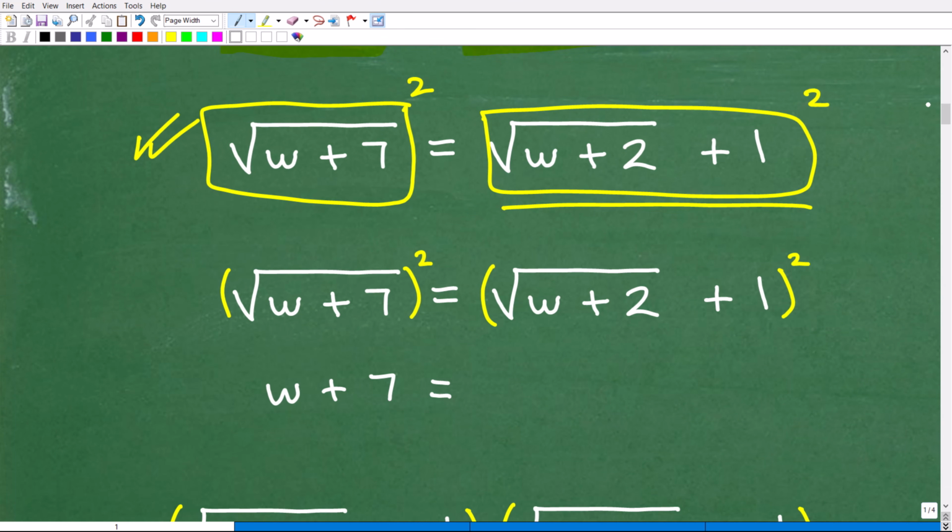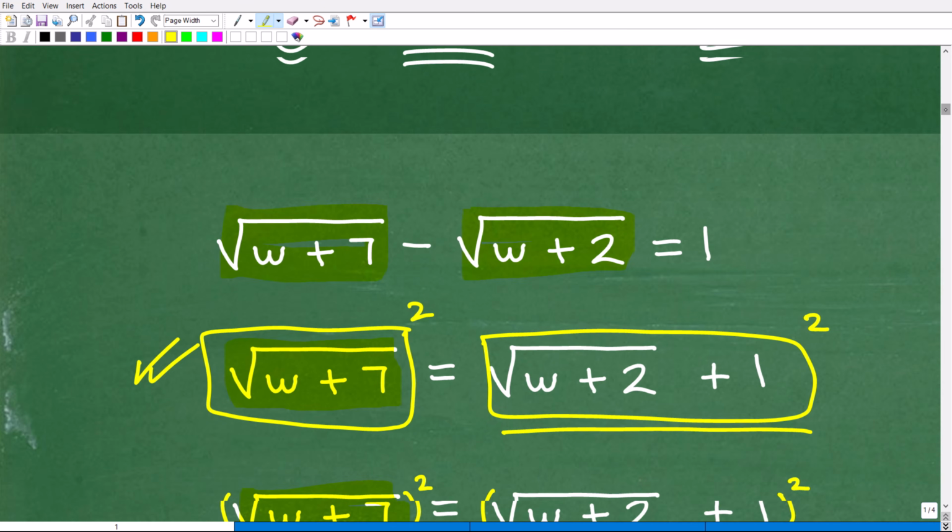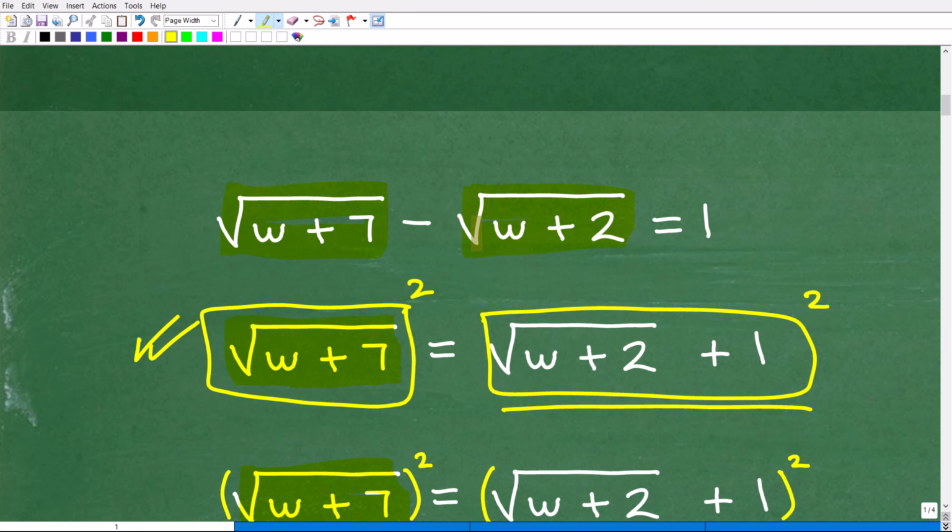So let's go ahead and square the square root of w plus 7. We would want to write it this way: the square root of w plus 7 squared is simply w plus 7. So now that leaves us with, by the way, again, remember here's the problem, I added the square root of w plus 2 to this side of the equation. Because I know when I square this, I can clean this part up pretty easily, and then I'm going to have to do some additional work to clean this up. That's always the best strategy.